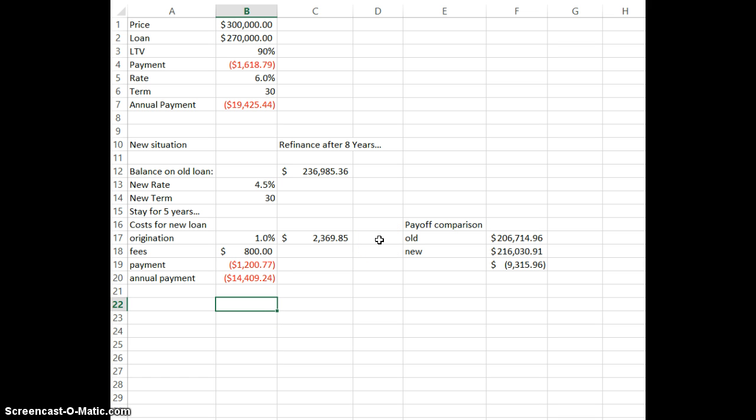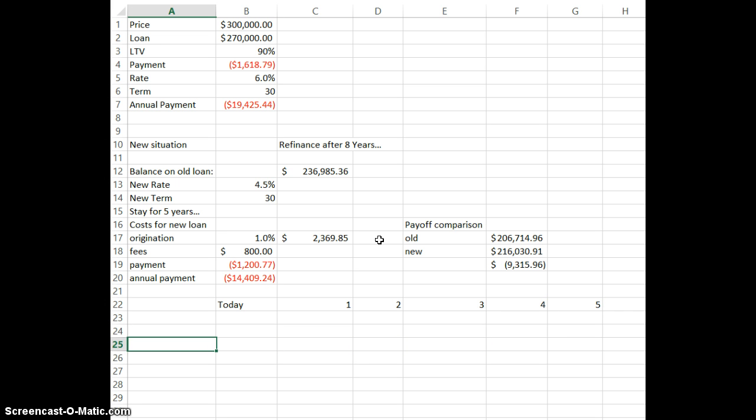Even though we're saving some money every year between our payments, is this really a good deal in the long run? And the best way to find out is to see a present value and an internal rate of return. And we'll get those numbers up here in just a second.